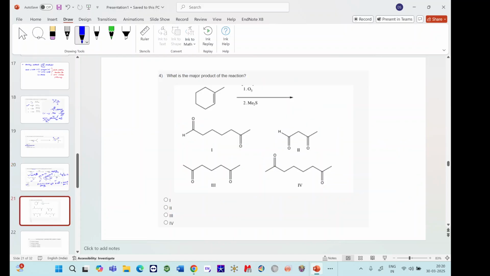Okay, I guess you have understood. Then the next question is what is the major product of the reaction? Okay, with O3 and dimethyl sulfide. So how will we draw it?